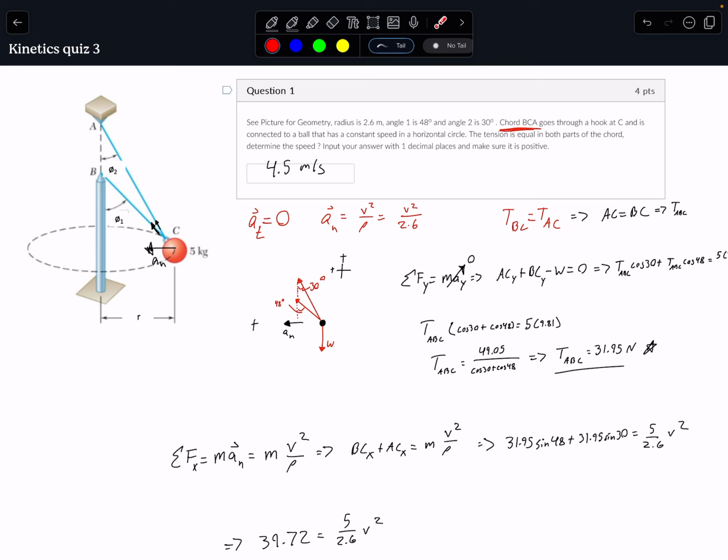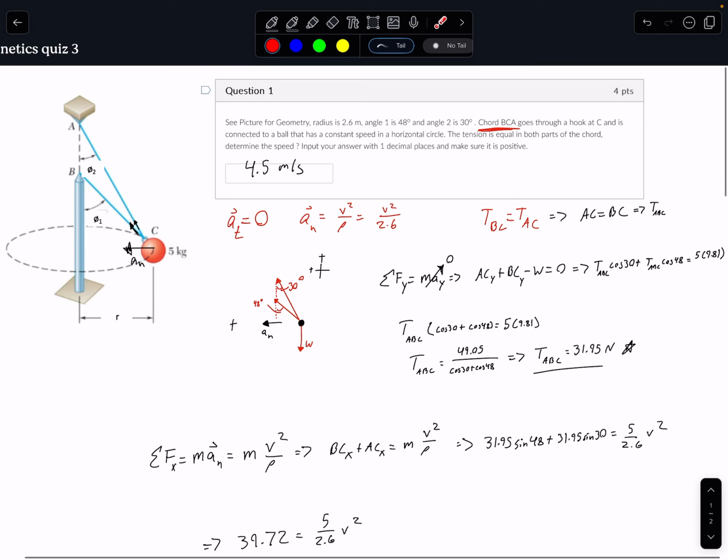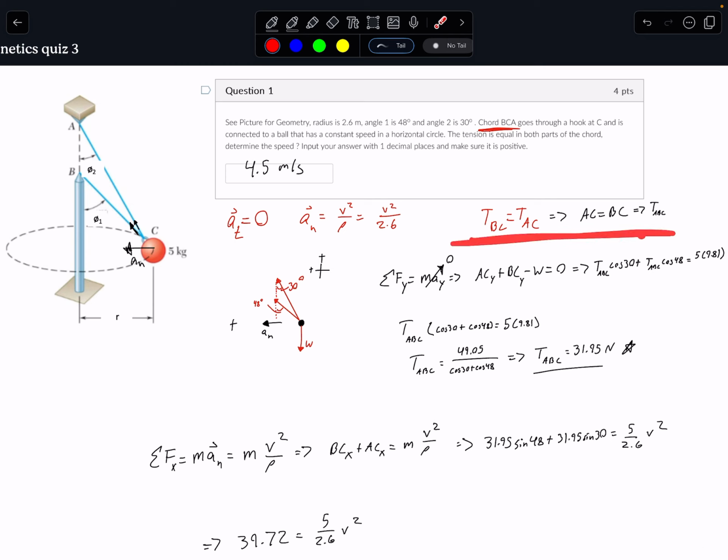So what we can do, we need to find the tension of the wire. We can do that using the sum of forces in the y direction. We know that there's no acceleration in the y direction, so we can set that equal to 0. And we have three forces: ACY, BCY, and the weight of it. We know the tension in BC is equal to the tension in AC, so we just have tension ABC.